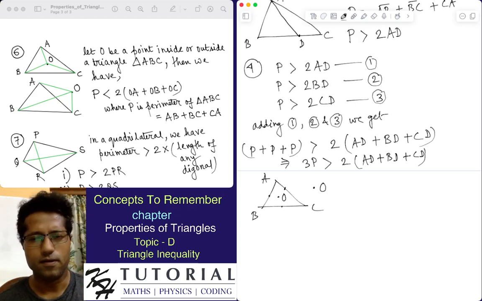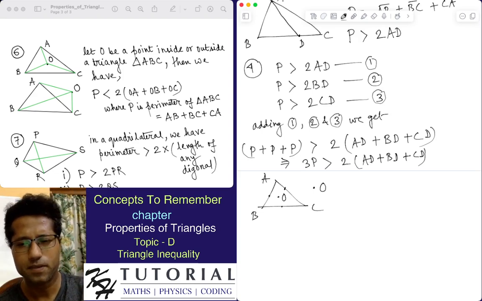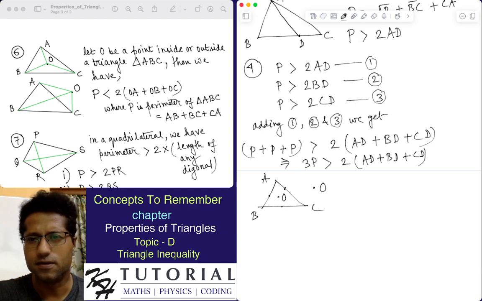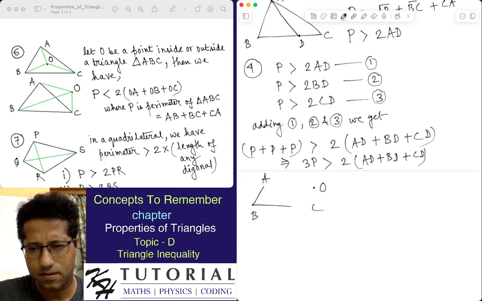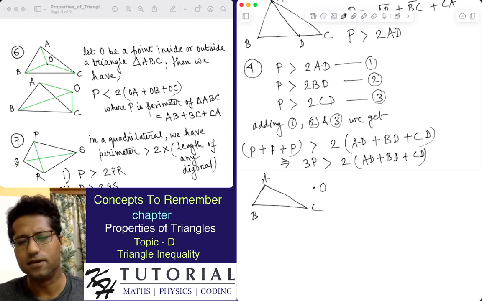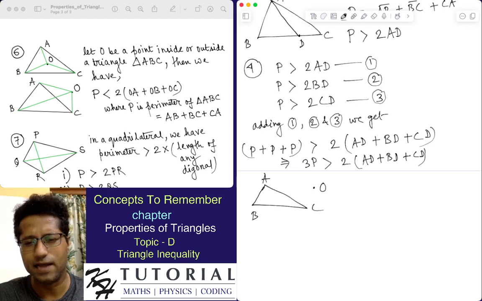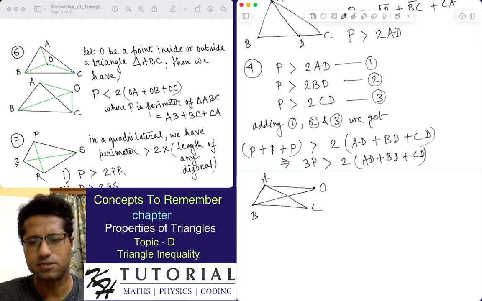Now, where you have this point O, we create three line segments, joining the point O with the three vertices A, B and C. Let's say the point is outside the triangle ABC. So the three line segments that we are forming connect the point O with the three vertices. This is the line segment OA, this is another line segment OB, and this is another line segment, OC.